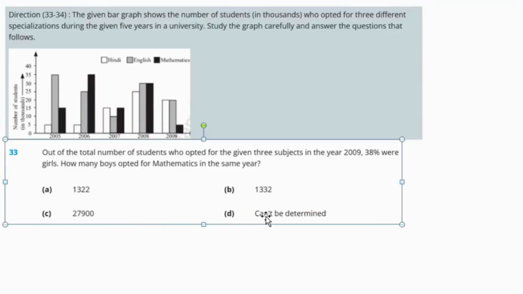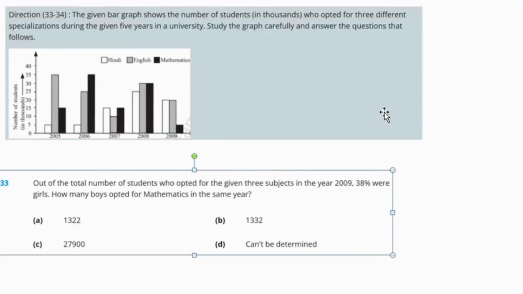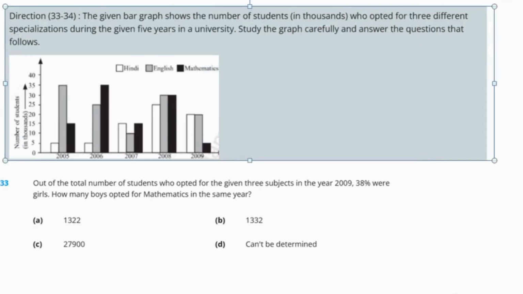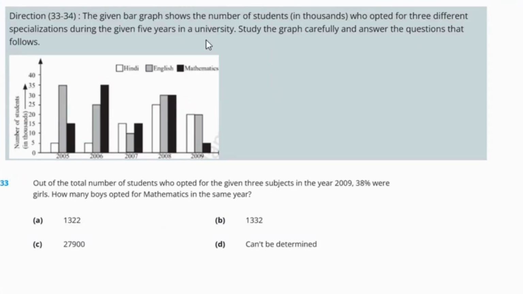Next question. In the next question, the graph is given to us. On the basis of the graph, we are supposed to give the answer. Out of the total number of the students who opted for the given 3 subjects in the year 2009, 38% were the girls, and how many boys opted for the mathematics in the same year? Okay, so 38% were the girls out of the total students whomsoever are attempted. Out of that, the 38% of the number are girls only.